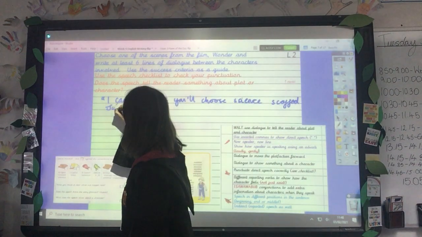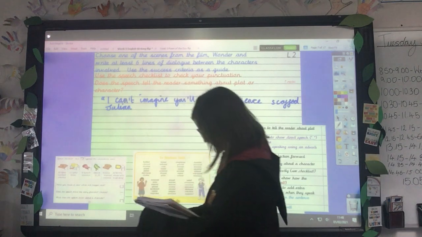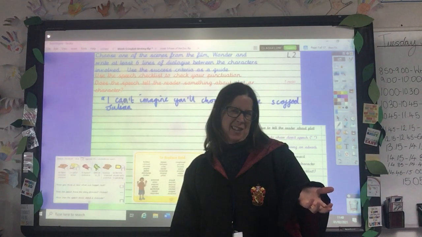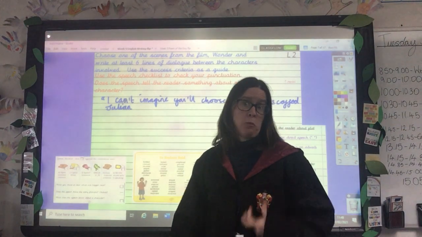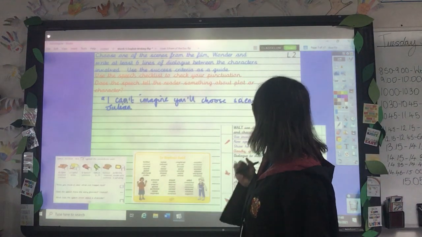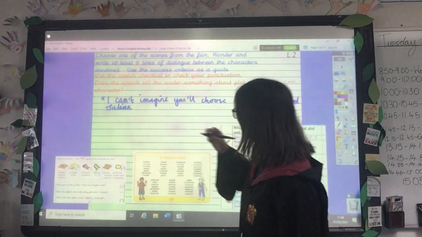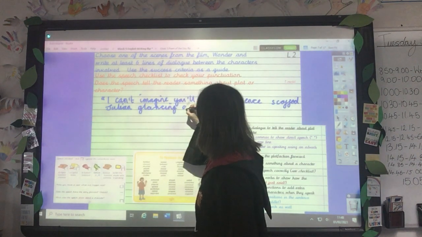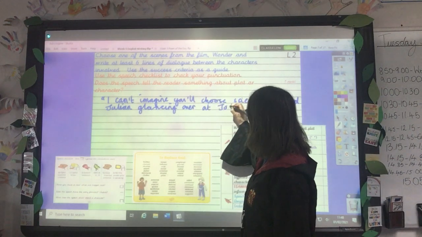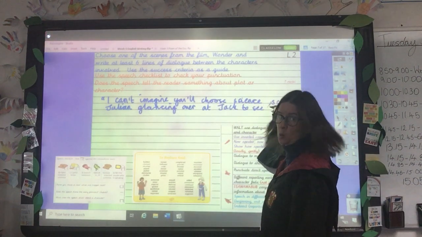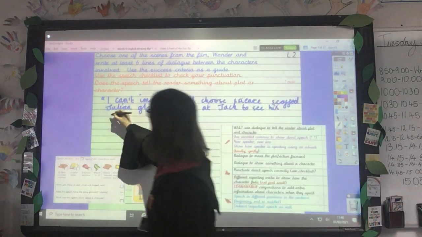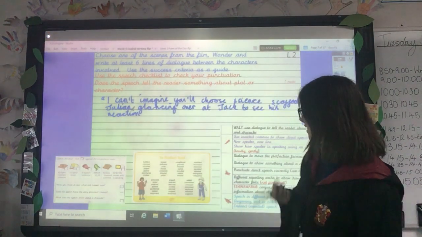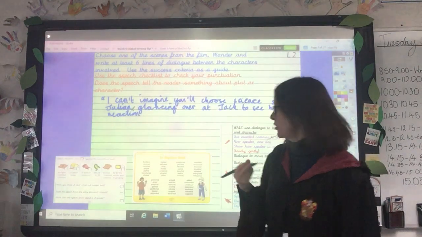He's kind of trying to be better than Augie, isn't he? Scoffed Julian. And I wonder what Julian was doing as he said that. I reckon he'd be looking over at Jack and smirking to see what Jack thinks, hoping Jack will join in making fun of Augie. I can't imagine you'll choose science, scoffed Julian. So I'm going to say, glancing over at Jack to see his reaction. So think about what the characters are doing as they're talking as well. Is that all important for the reader? I can't imagine you'll choose science, scoffed Julian, glancing over at Jack to see his reaction.